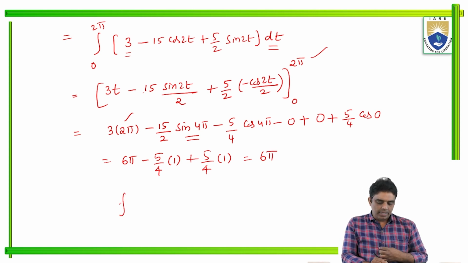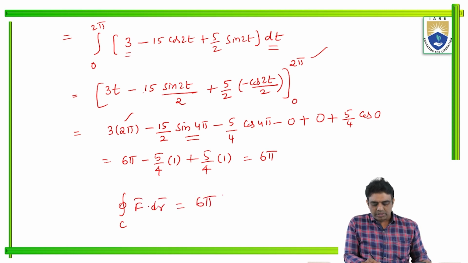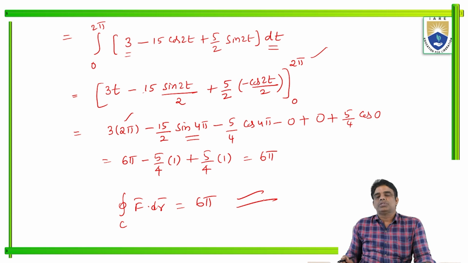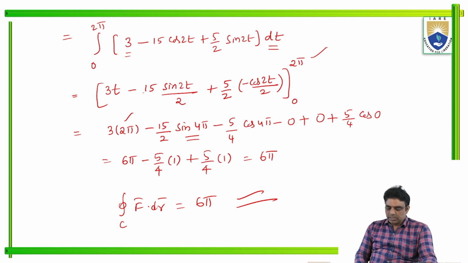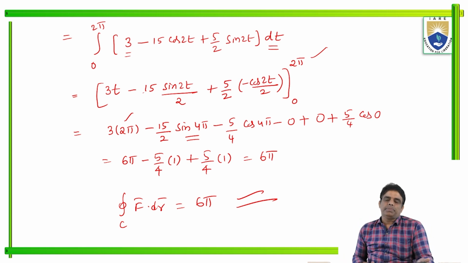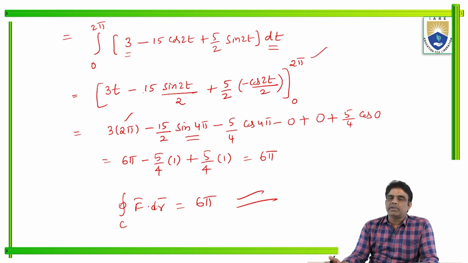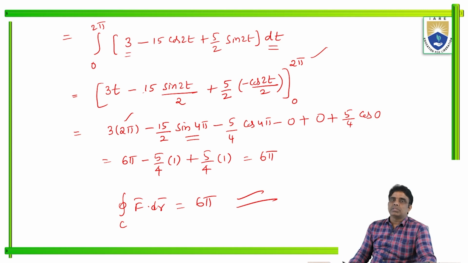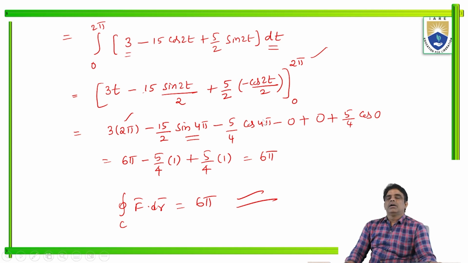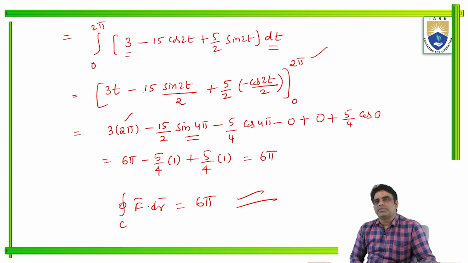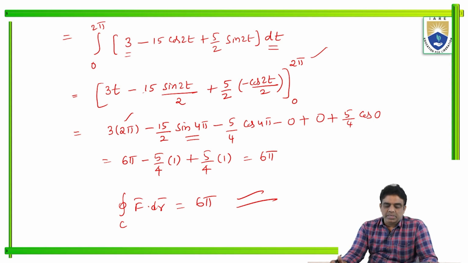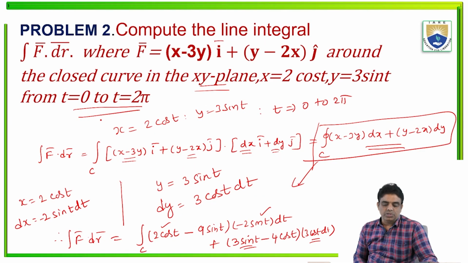The line integral along the curve C of f bar dot dr bar is equal to 6 pi. So this is the parametric curve. In the previous examples we have seen the x term and y term, those are called Cartesian curves. But here x is given in terms of t and y is also given in terms of t. So we have changed all the terms into terms of t and we have the t limits. On substituting and finding, we get this solution.